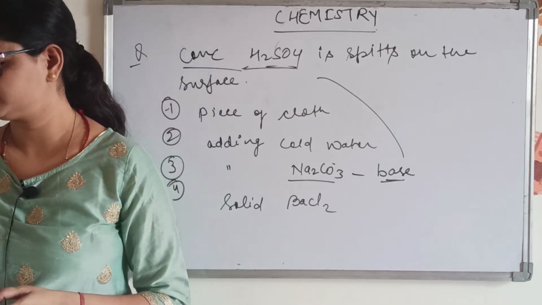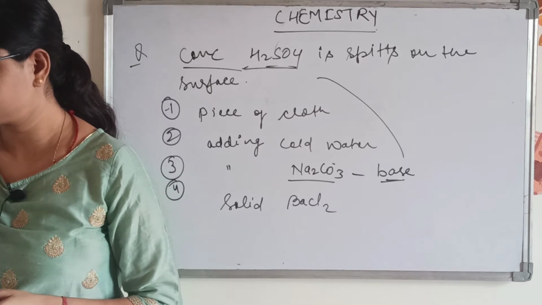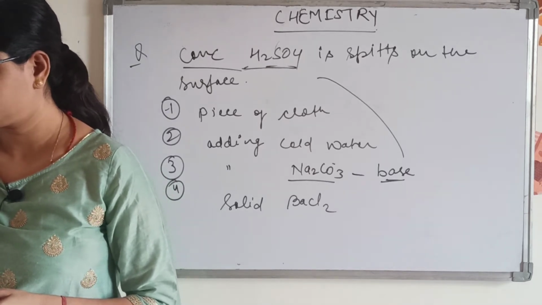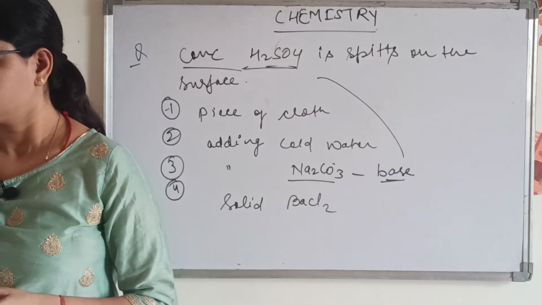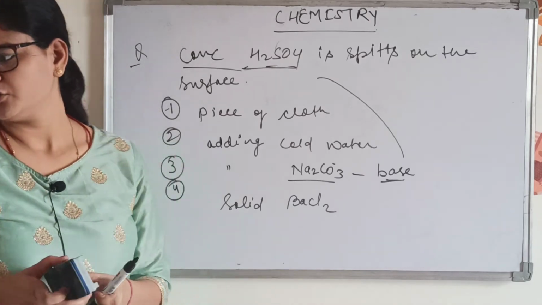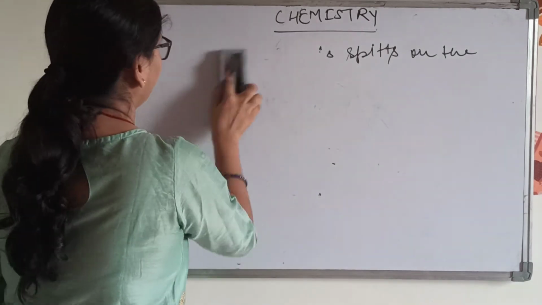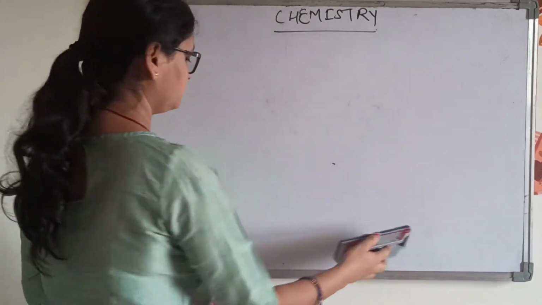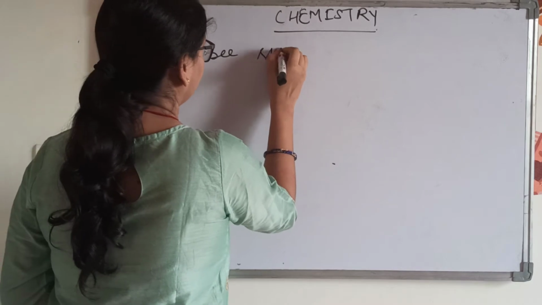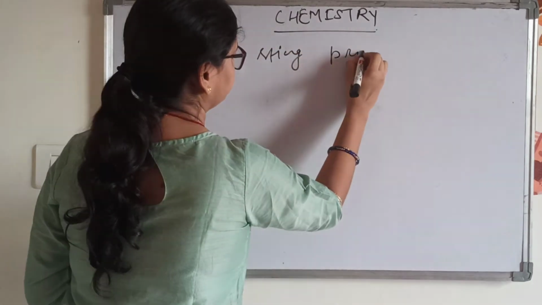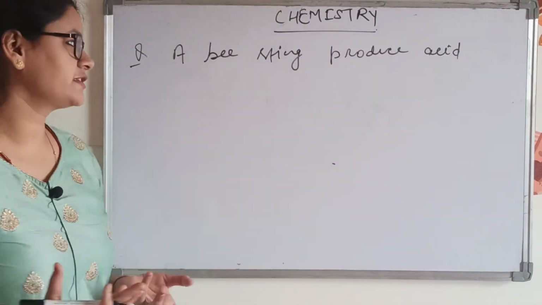Now the next question is: a bee sting leaves an acid which causes pain and irritation. Now we have learnt about ant sting, so let's see what about bee sting. A bee sting produces an acid which causes pain and irritation.